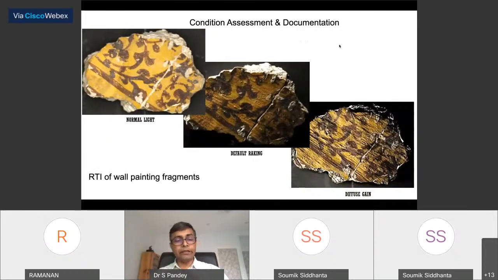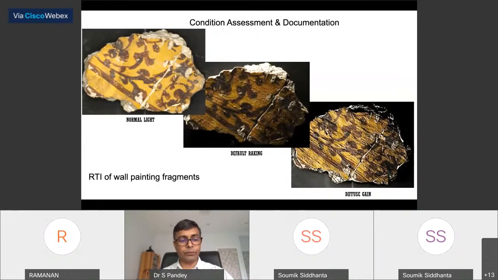Now, this is another technique, we call it RTI. It's not the RTI which people use nowadays in India. It is reflectance transformation imaging. And this was my work when I was doing my postdoc. And if you see, this is a historic wall painting fragment collected in and then kept in the collection of Courtauld Institute of Art in London. And this is a normal light photograph. And with RTI, you can exaggerate these paintings. In fact, I have these RTI with me.